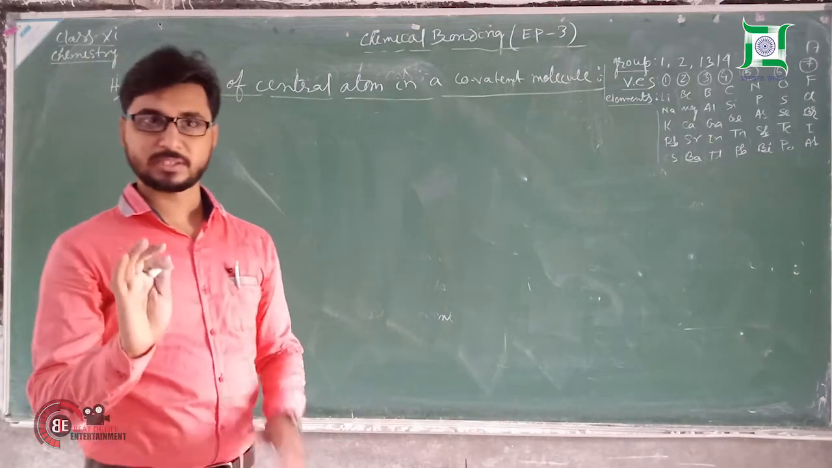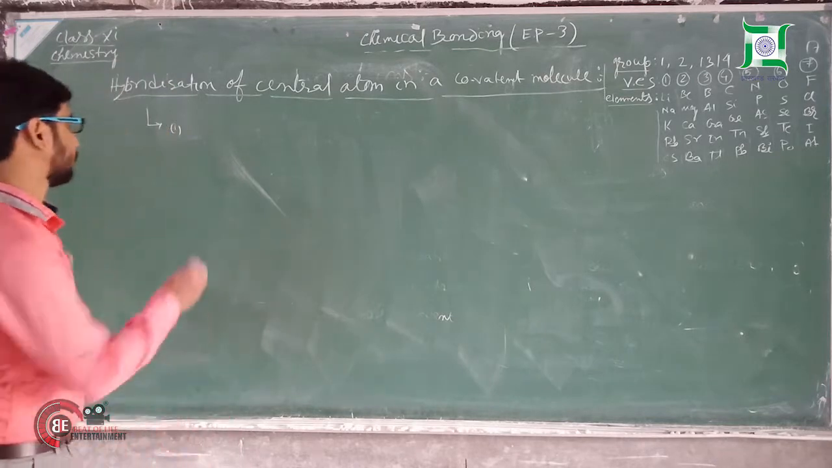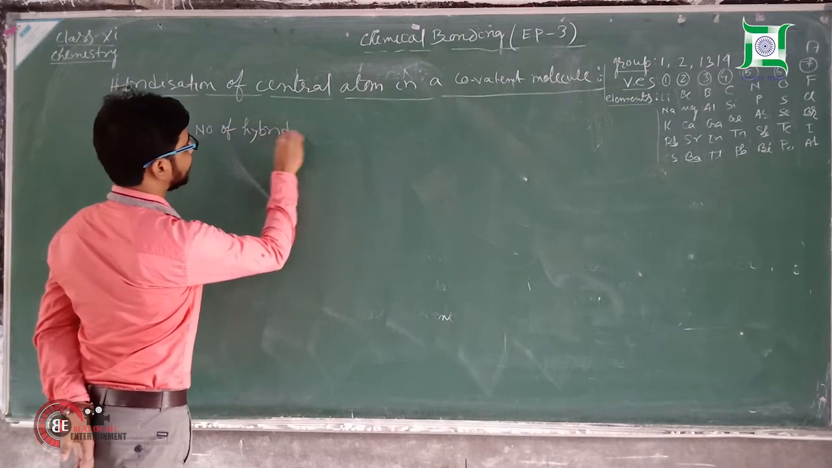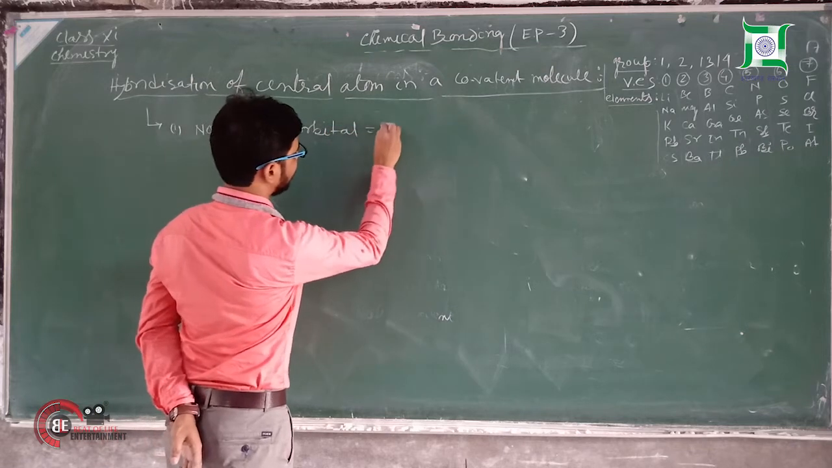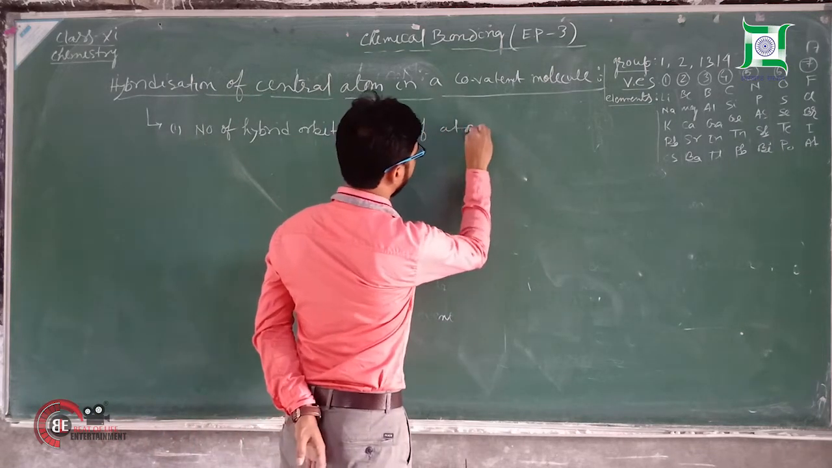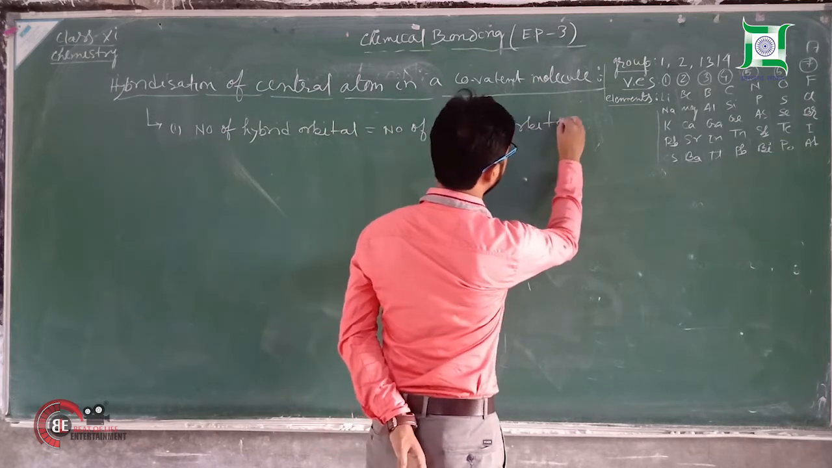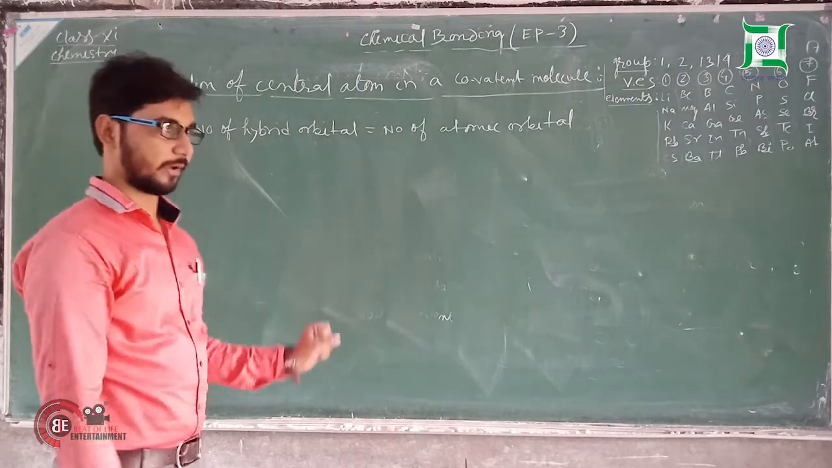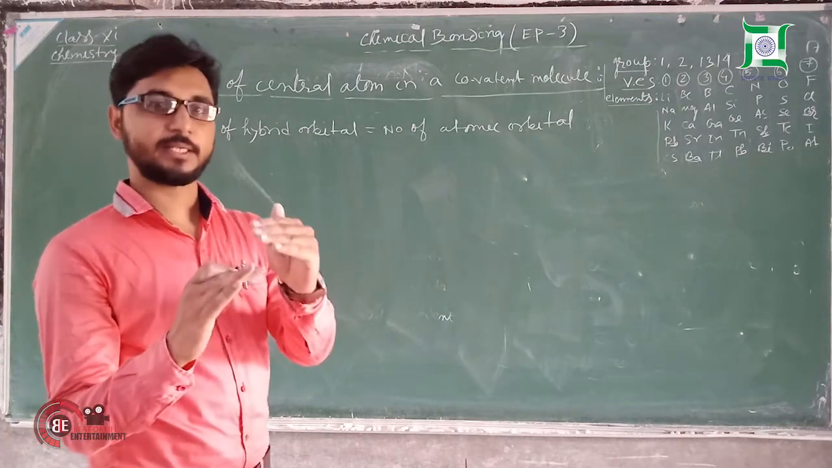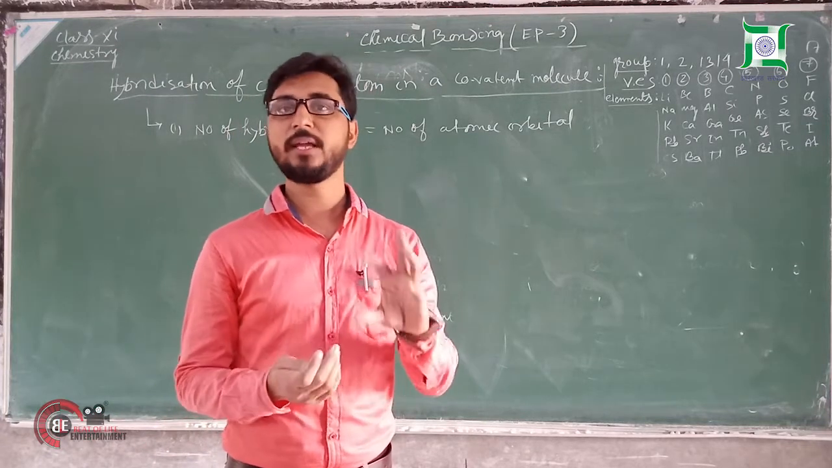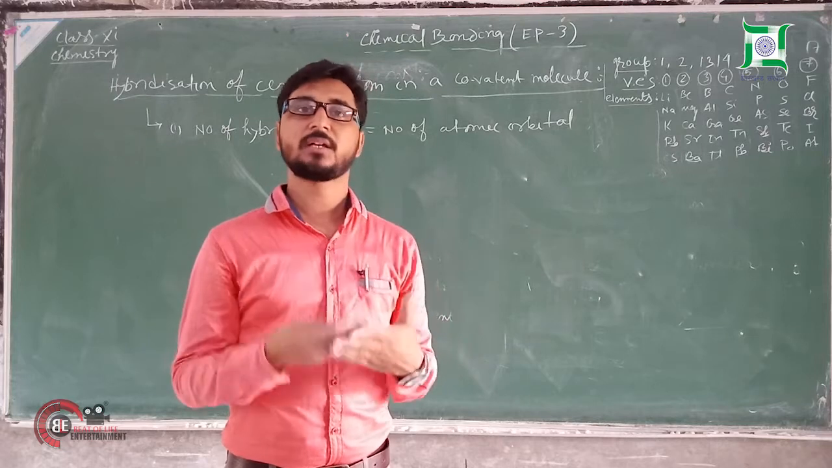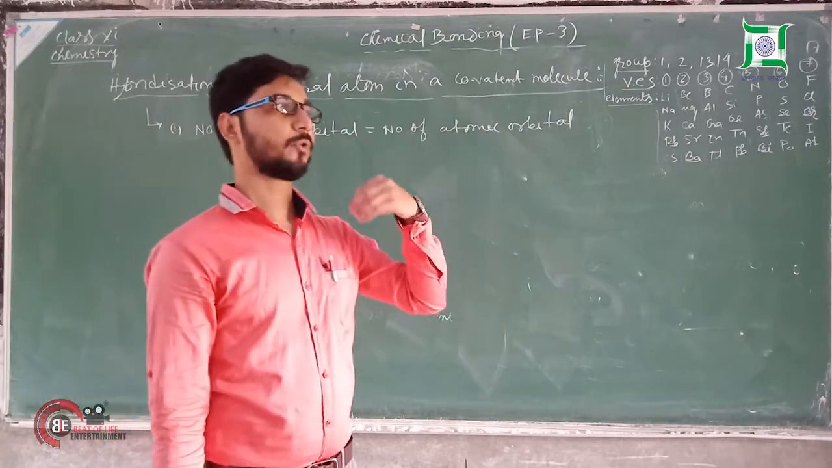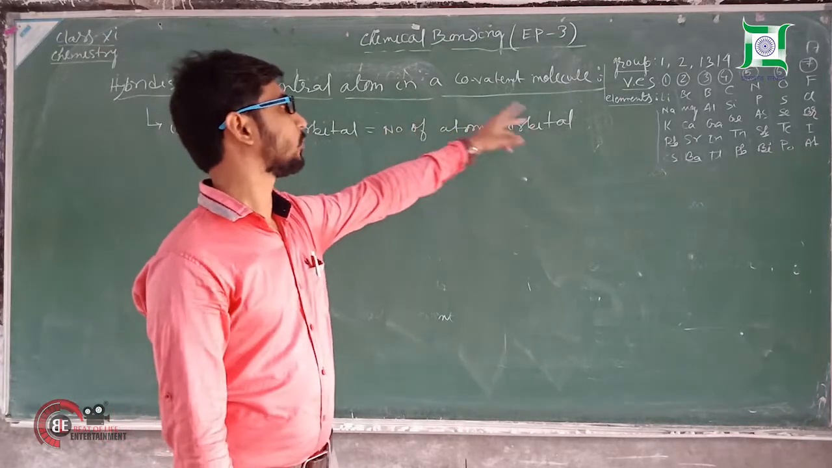So hybridization has some salient features. What are they? First, the number of hybrid orbitals is equal to the number of atomic orbitals involved in overlapping. During hybridization the different atomic orbitals of the central atom mix with each other to make a more efficient equalization of energies of atomic orbitals. The number of hybrid orbitals formed will be equal to the number of atomic orbitals involved.